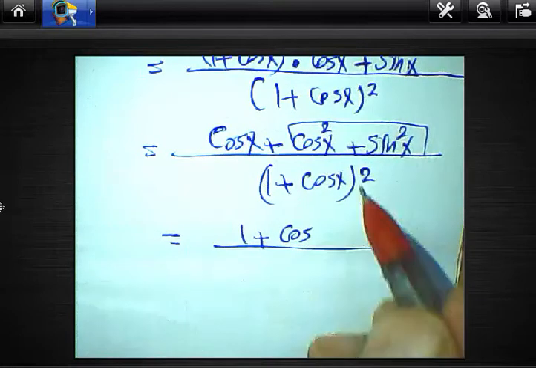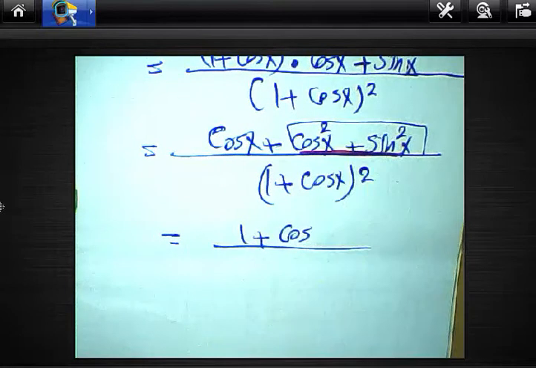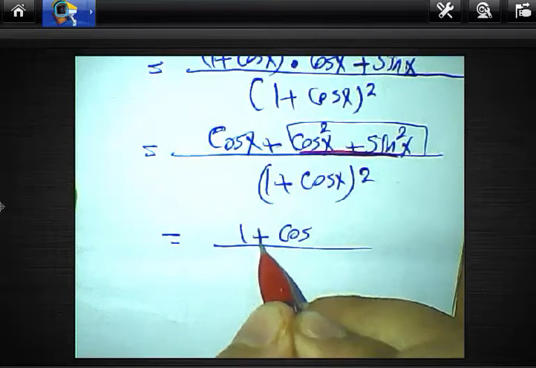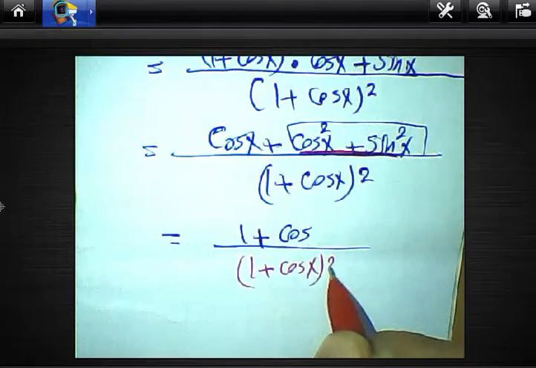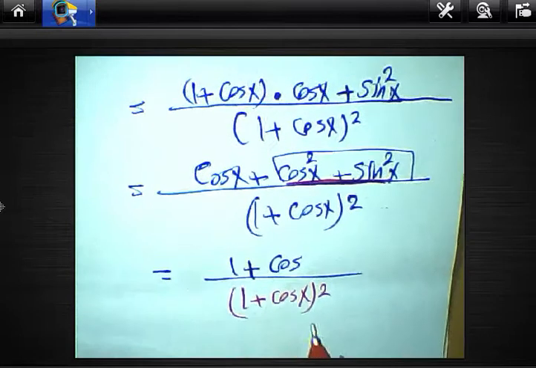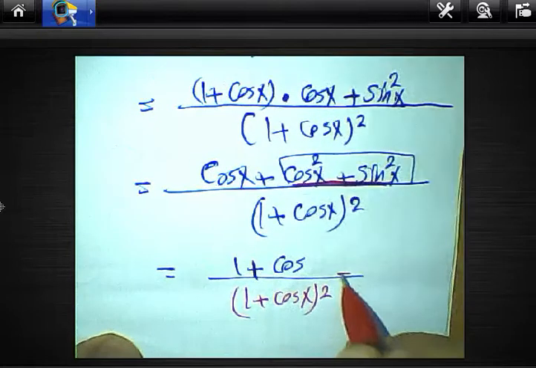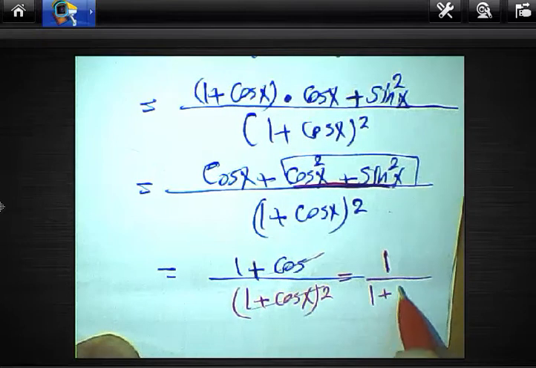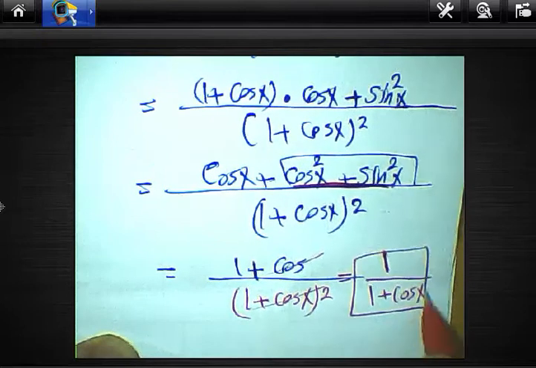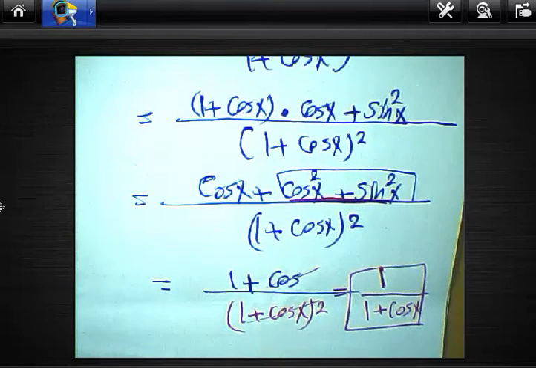I can write here 1 about this identity. Okay, 1 here over 1 plus cosine x power 2. We know we have two similar expressions. We can simplify this, so the result will be 1 over 1 plus cosine x. It's the result about this example.